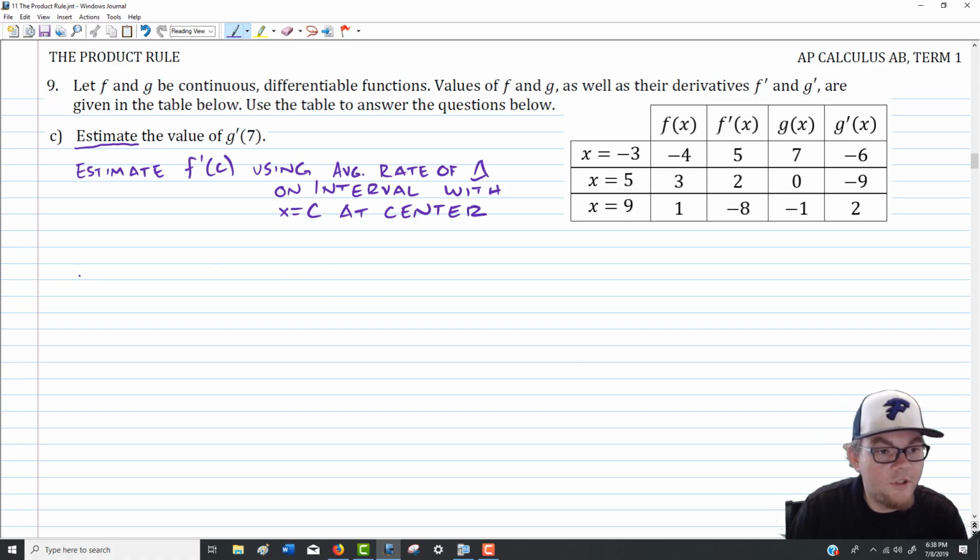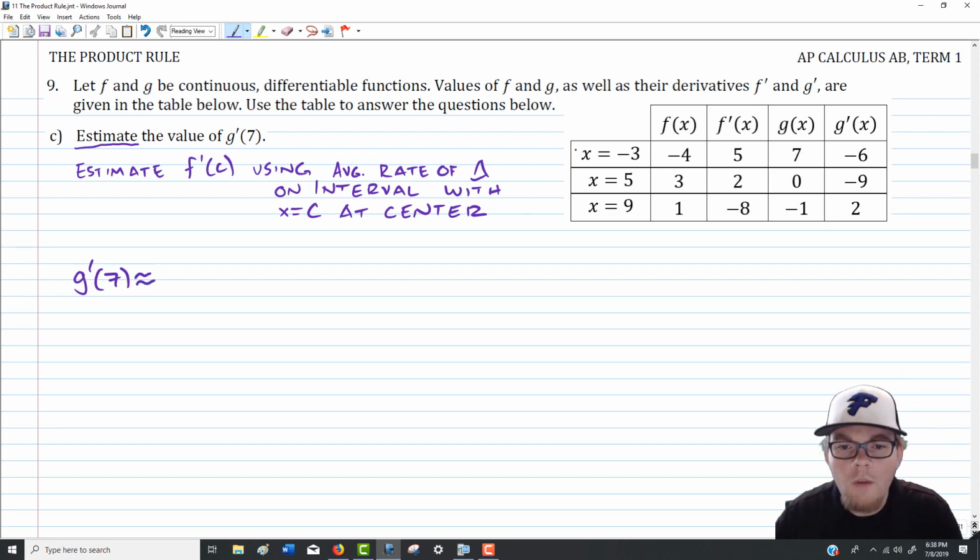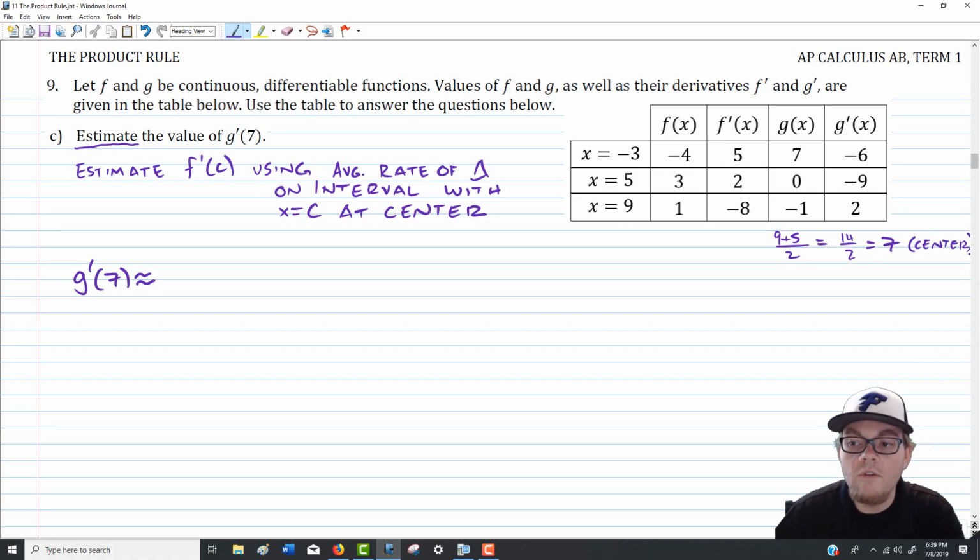So looking on here, we're supposed to do g prime of 7 approximately equal to something. Looking at our points that we are given, we have x equals negative 3, we have x equals 5, and x equals 9. Well, notice, in the middle of 9 and 5, in other words, the average value of 9 and 5 is actually 7. In other words, 7 is the center of that interval. So using the average rate of change on that interval should be as good an approximation as we possibly can use. So for this case, we're going to calculate the average rate of change on the interval from 5 to 9, because that should give us a good estimate of the derivative at 7.